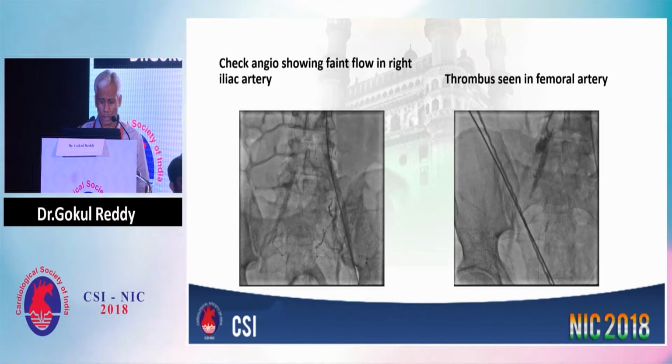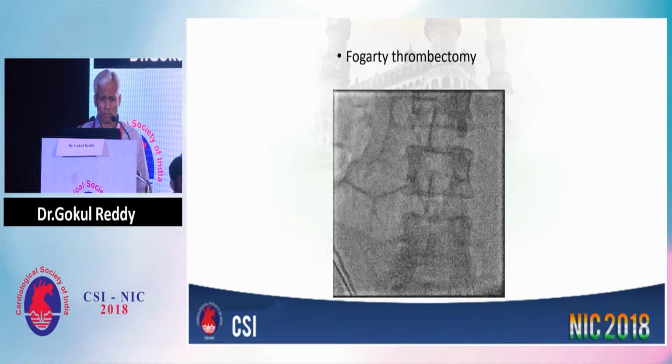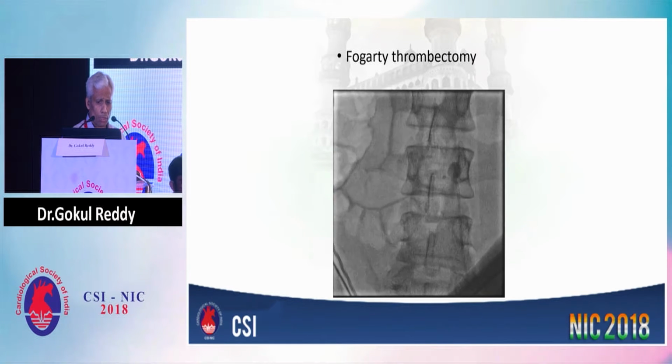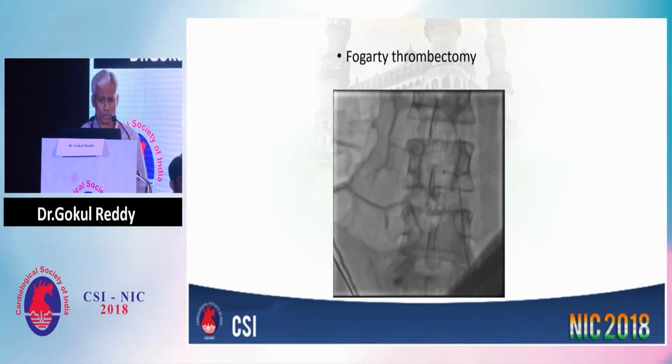Then we called the surgeon in again. The plan was to do a Fogarty. With a cut down of the femoral, we introduced the Fogarty catheter balloon, and then slowly we took the clot out.